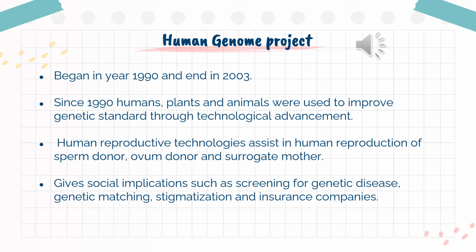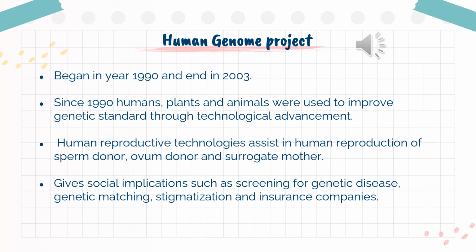Human reproductive technologies assist in human reproduction with a sperm donor, ovum donor, or surrogate mother. The controversy of the sperm bank is the privacy of the parent versus the child's right to know his genetic father. It gives social implications such as screening for genetic disease, genetic matching, stigmatization, and insurance companies.